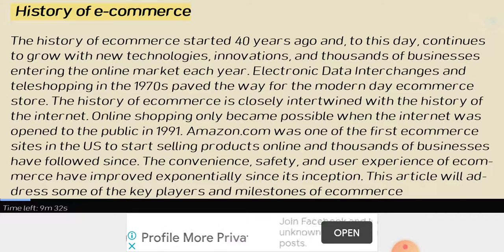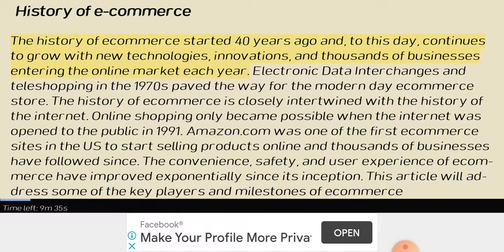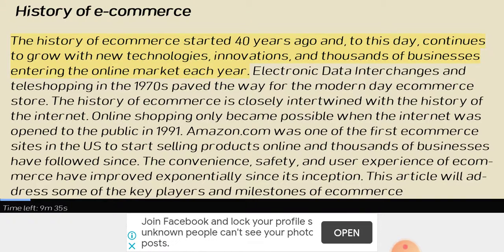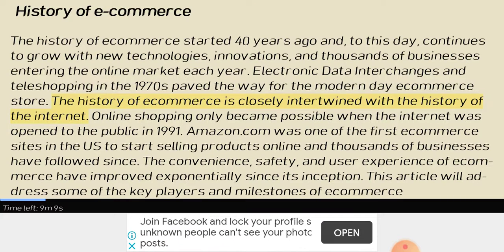History of e-commerce. The history of e-commerce started 40 years ago and, to this day, continues to grow with new technologies, innovations, and thousands of businesses entering the online market each year. Electronic data interchanges and teleshopping in the 1970s paved the way for the modern-day e-commerce store. The history of e-commerce is closely intertwined with the history of the internet.